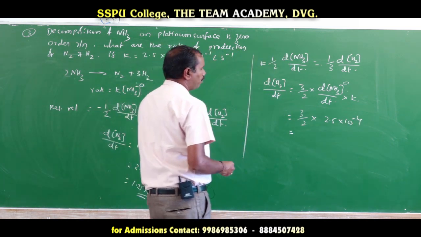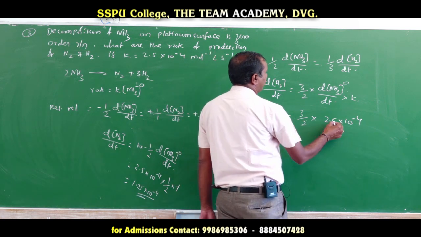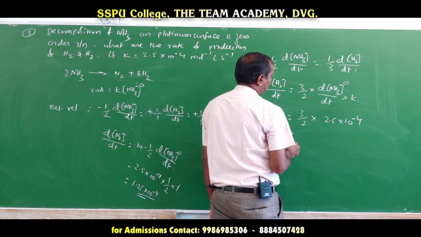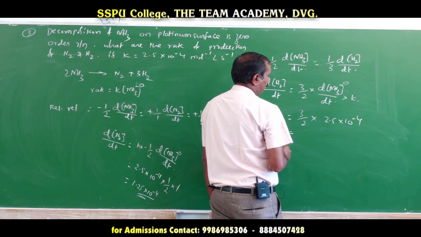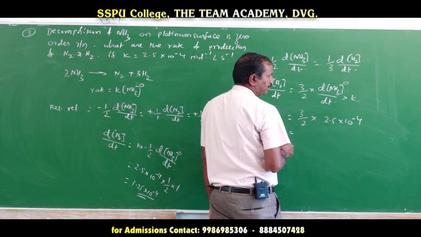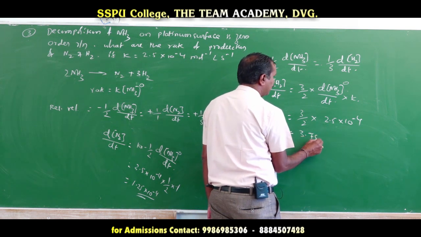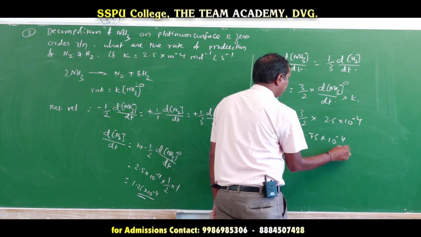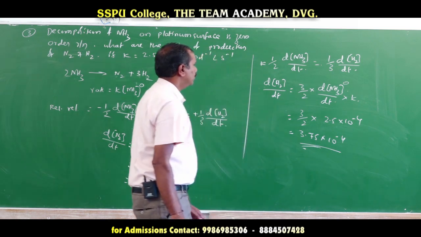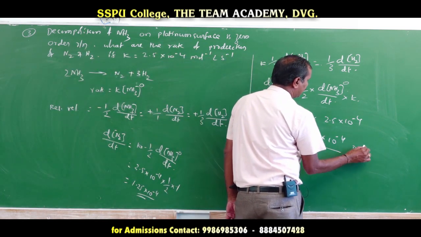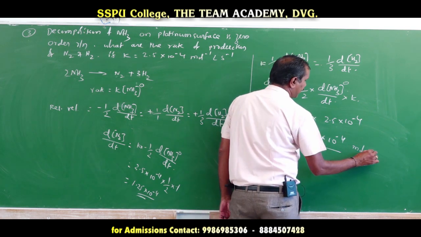3 by 2 means 1.5. 1.5 into 2.5, or 1.25 into 3. 1.25 into 3 means what? Nearly 3.75 into 10 to the power of minus 4. Yes, so that is the velocity. Velocity unit is mole per liter per second.